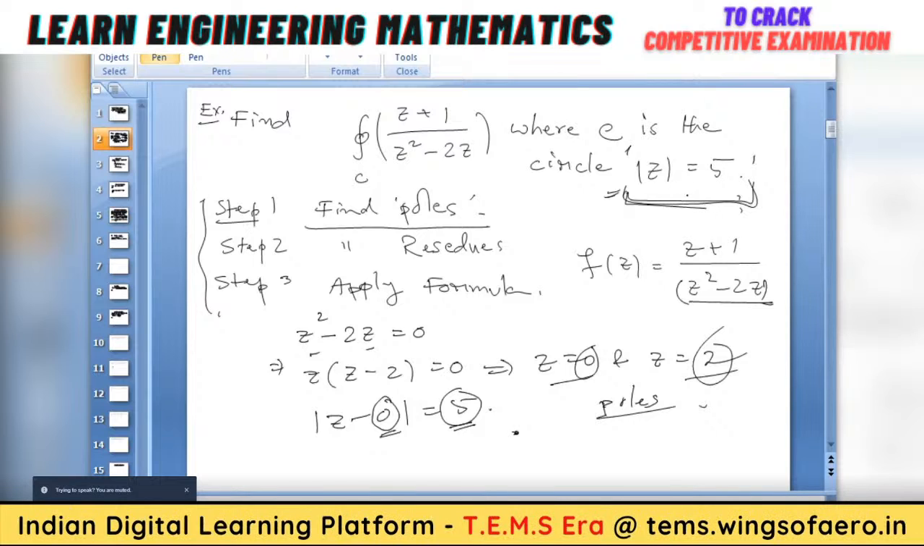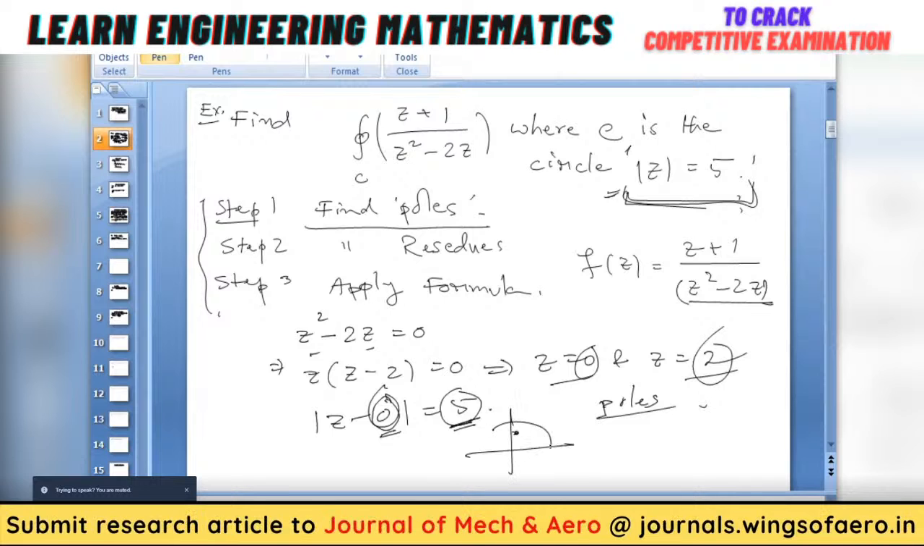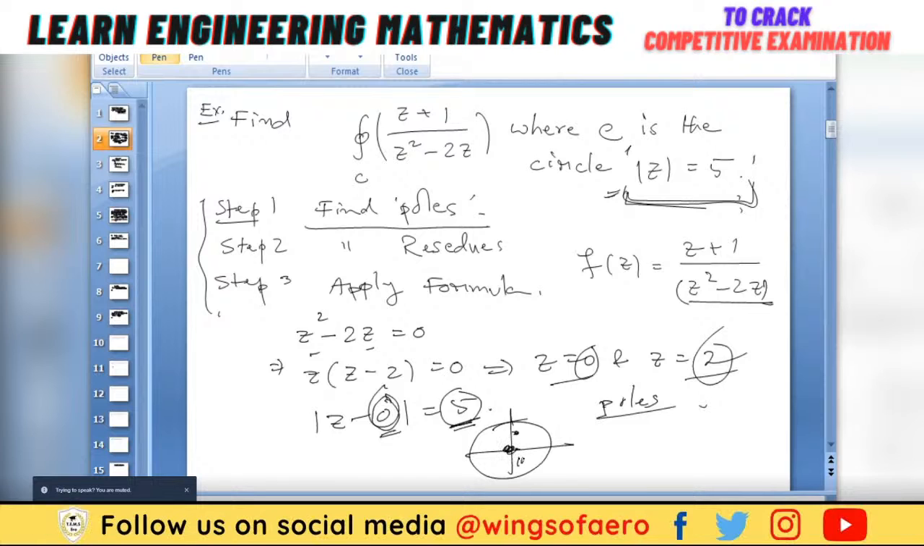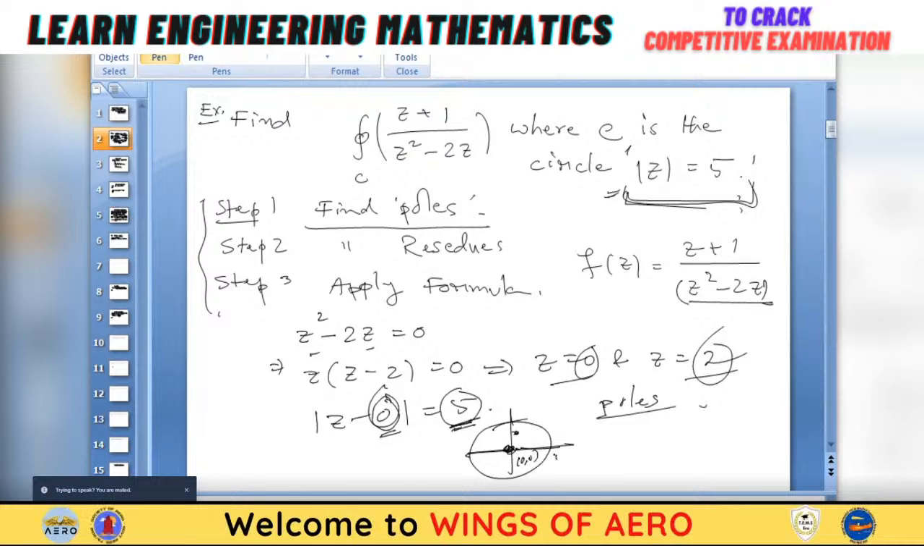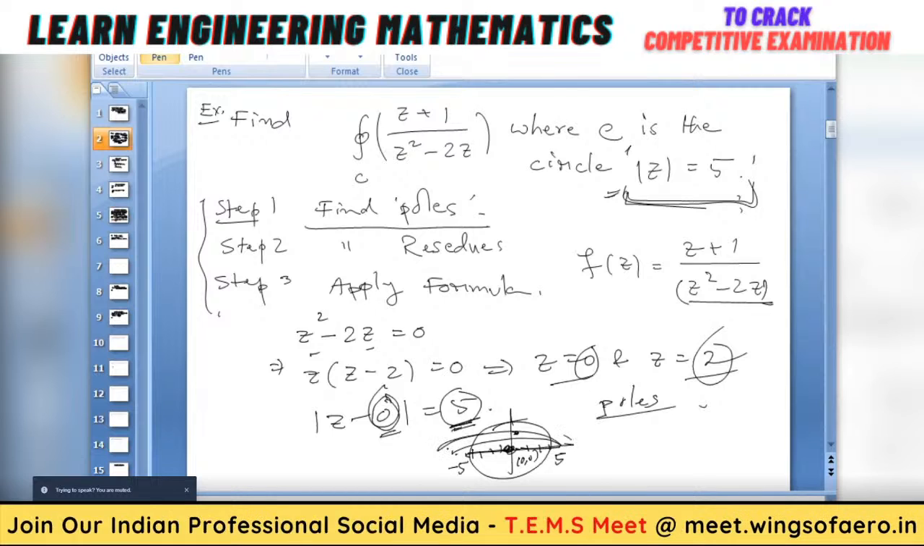Every mod function equal to something represents a circle. This is the center and this is the radius. The circle is like this: 0 is the center and 5 is the radius, so this is 5 and this is minus 5. Now we have to consider only those points which are inside this region between plus 5 and minus 5.